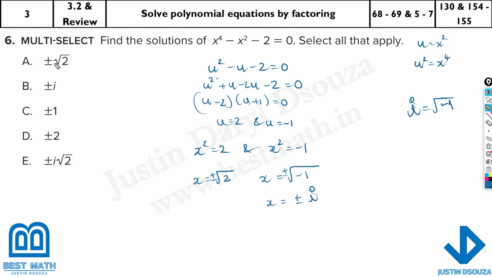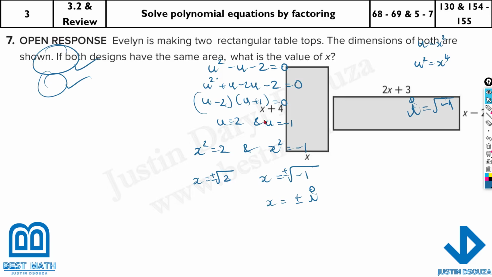So which are the solutions? Yes, this is a solution. Yes, A. This is correct. That's it. None of the others are correct. A and B is the only solution. I hope this is clear.